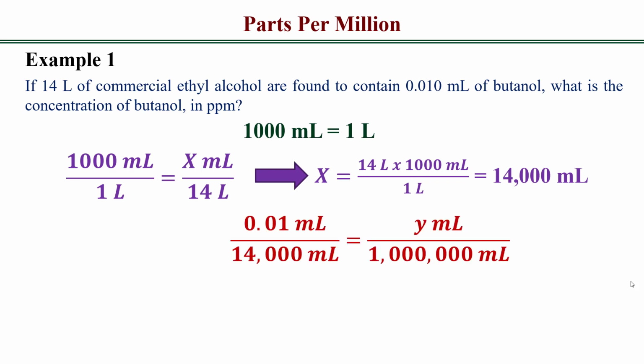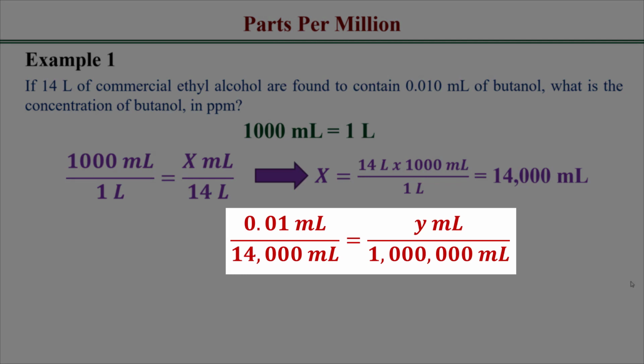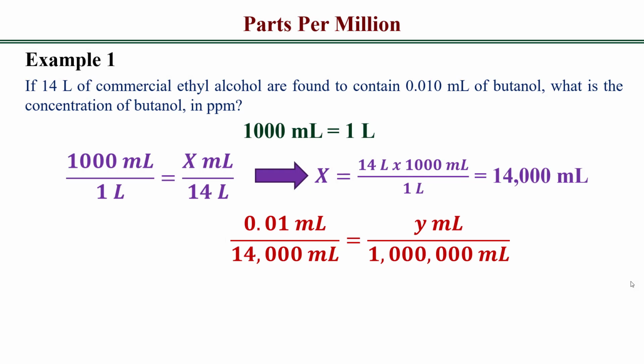We can go ahead and set up a new proportion. What that would look like is 0.01 milliliters of butanol divided by 14,000 milliliters of ethyl alcohol, being equal to some quantity in milliliters divided by 1,000,000 milliliters of the preparation. So when we solve for y, that will give us the amount of solute in milliliters of butanol that will be present in 1,000,000 milliliters of ethyl alcohol, and that will be the same as the ppm.